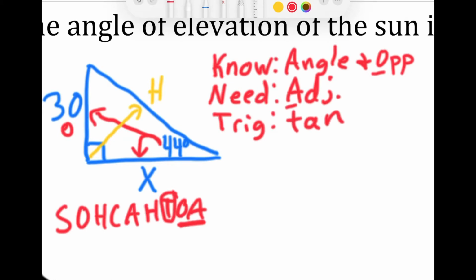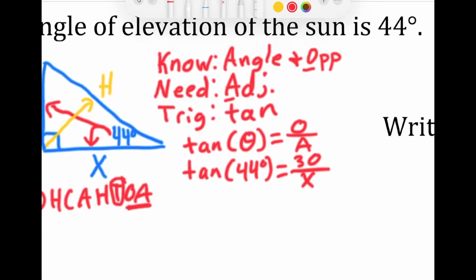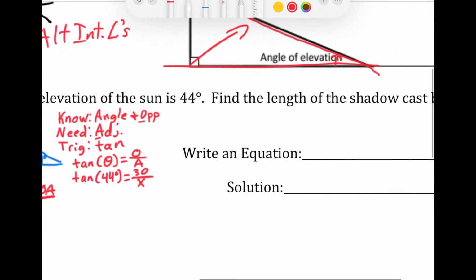And then we set it up. So our tangent function is tan of the angle equals our opposite side over our adjacent side. And in this case, we have an angle measurement of 44 degrees. Our opposite side is 30, and our adjacent side is x. So that is the equation we're going to be using to solve this problem.